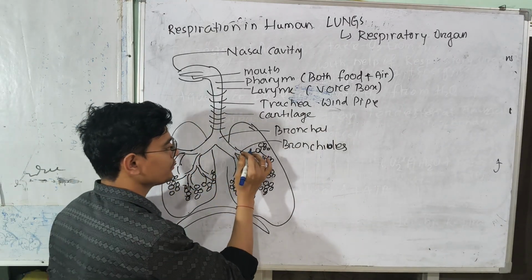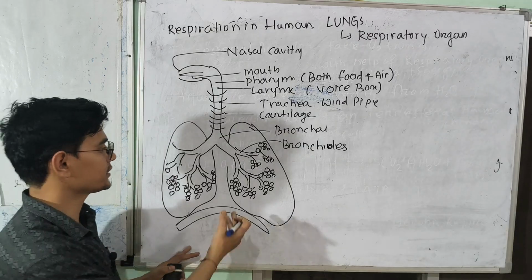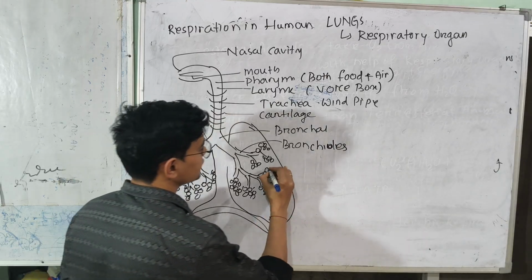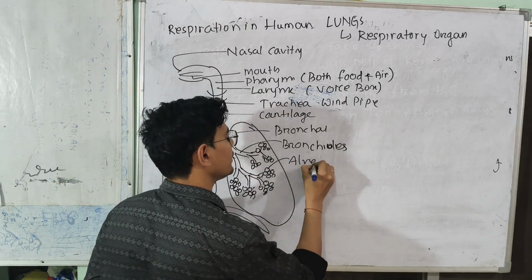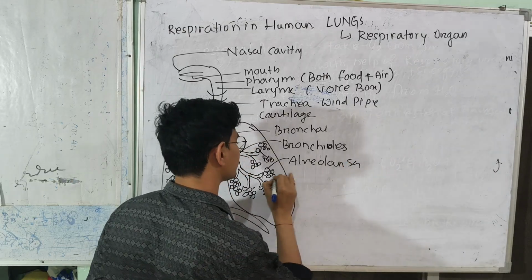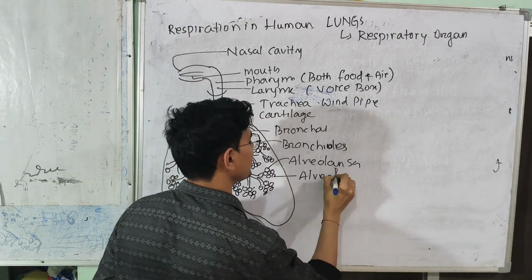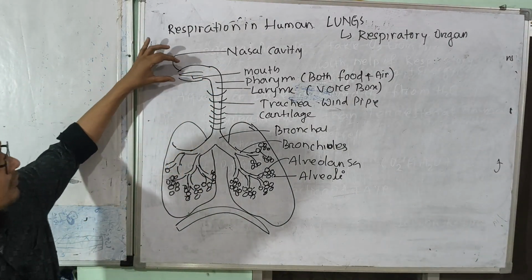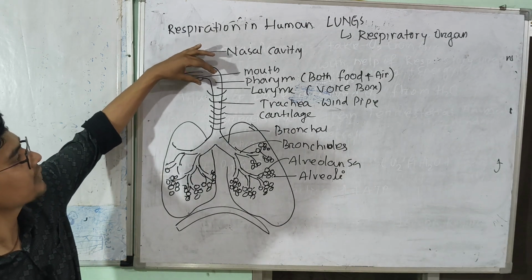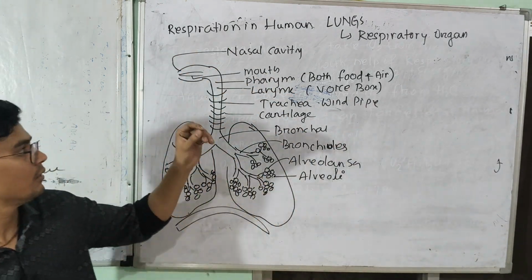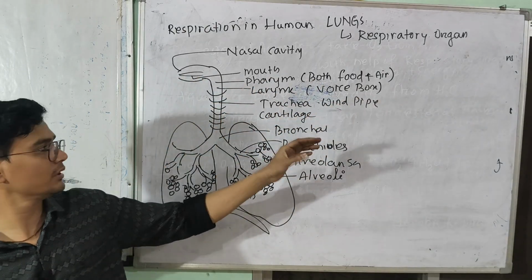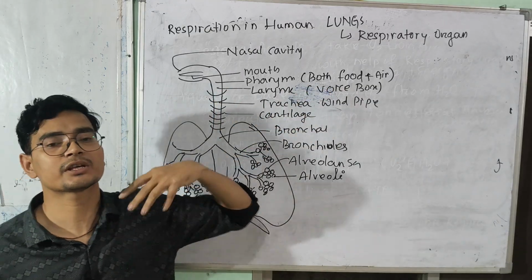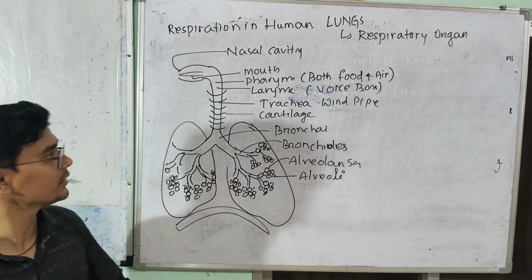Further, in an upper class we discussed primary, secondary, and tertiary bronchioles. Now we discuss the alveolar sacs. Each single sac is called an alveolus. Air enters into the nasal cavity and the mouth, and then goes after the pharynx. The pharynx is the passage for both food and air. Next, the larynx is the voice box. Here sound is produced; humans produce sound here.